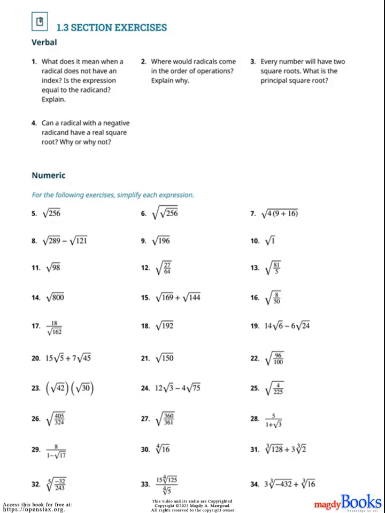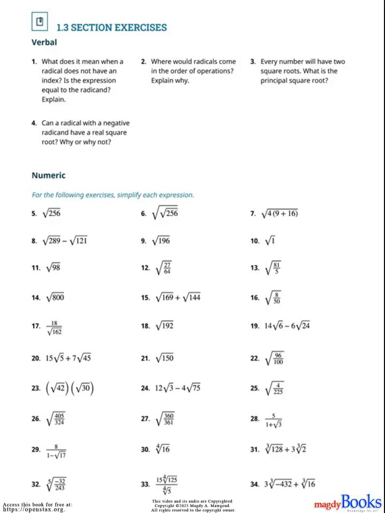17. 18 over square root of 162. 18. Square root of 192. 19. 14 square root of 6 minus 6 square root of 24. 20. 15 square root of 5 plus 7 square root of 45. 21. Square root of 150. 22. Square root of 96 over 100.